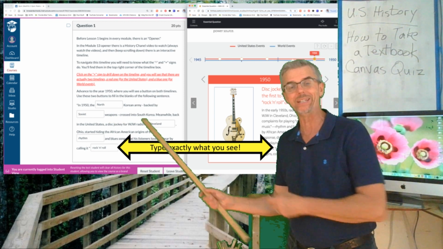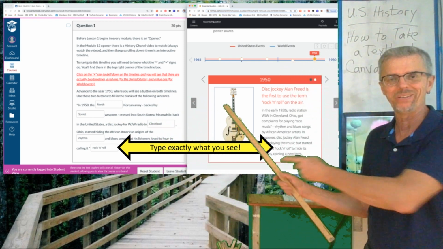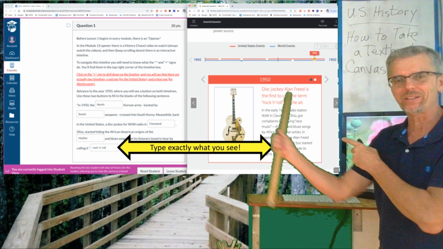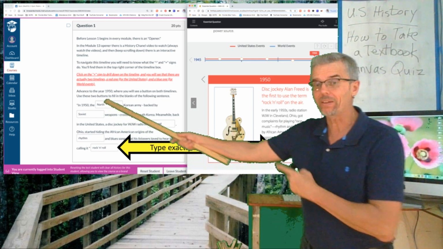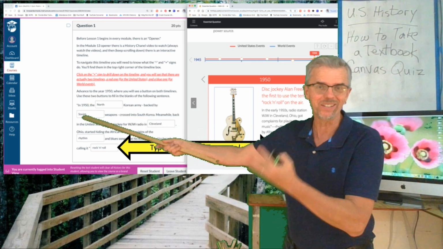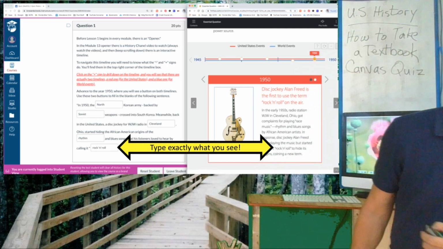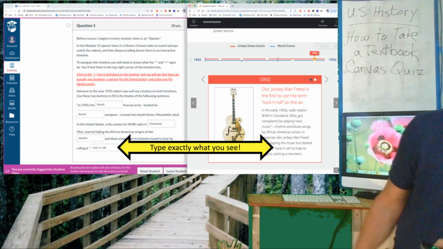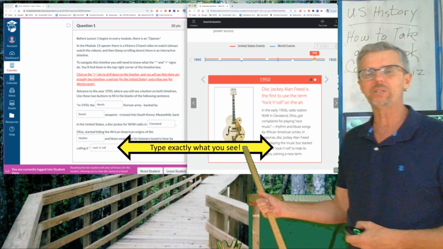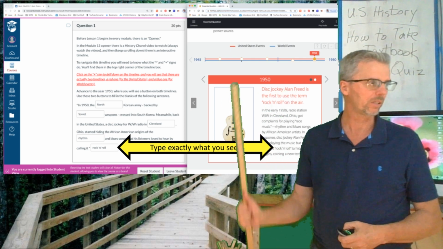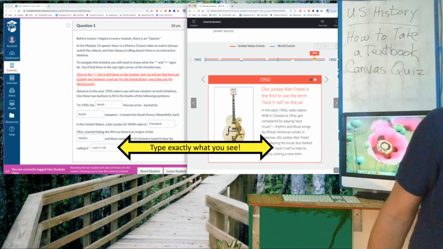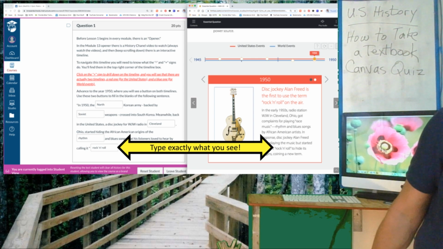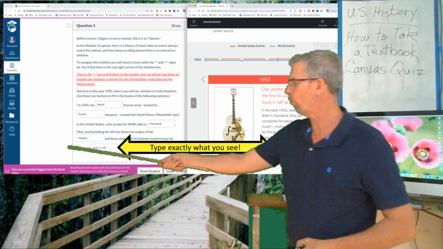WJW radio in Cleveland. I already helped you out here. See, it's over here. Here's Cleveland, Ohio. I've got the blanks filled in now. So yeah, you can cheat. All right. Back in the United States, started hiding the African American origins of the rhythm and blues music, the rhythm and blues songs that his listeners loved to hear by calling it rock and roll.